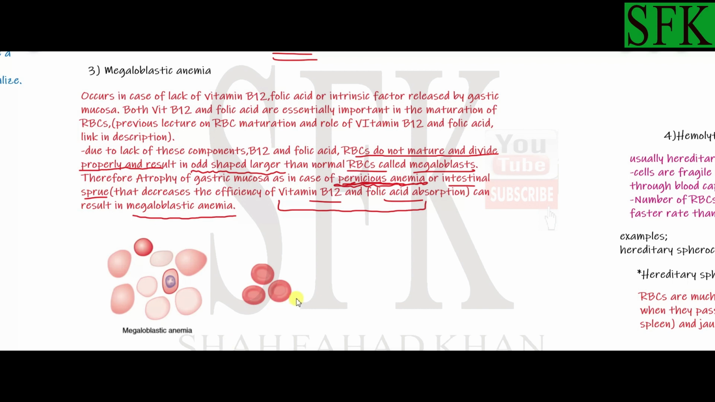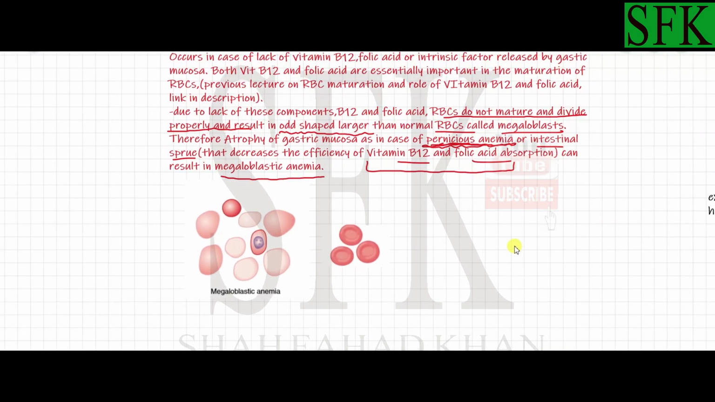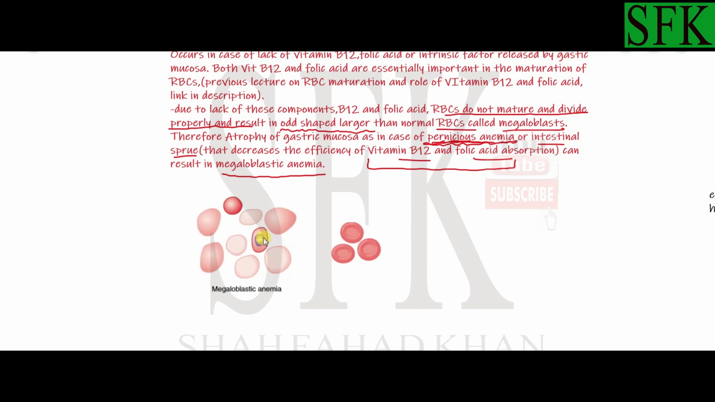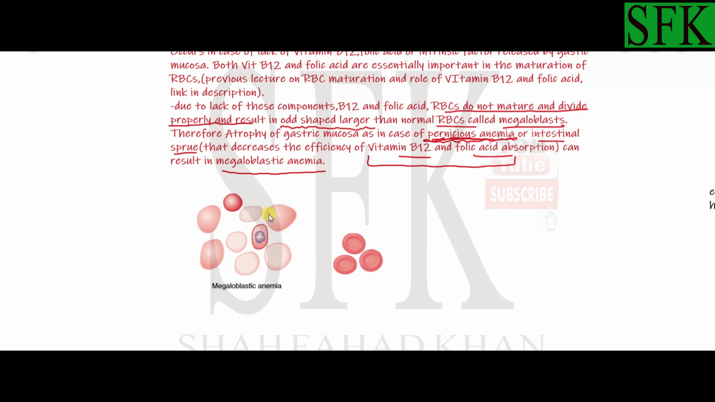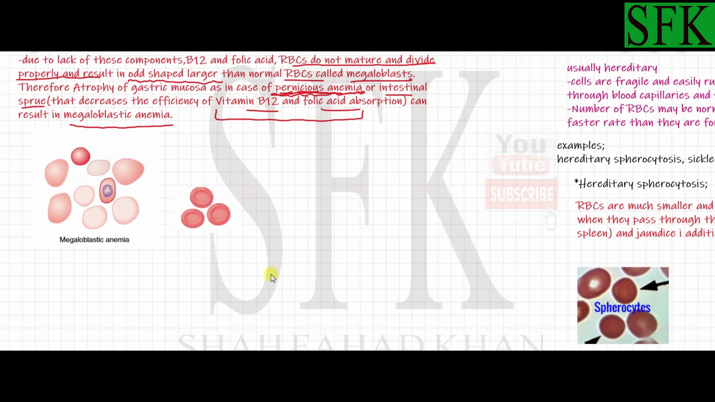Megaloblasts are the earlier stages of red blood cells. As you can see, some of them are immature and some have reached maturity, and these are your normal red blood cells. Compared to the normal red blood cells, megaloblasts have a much larger shape. Okay, so this was it for megaloblastic anemia.